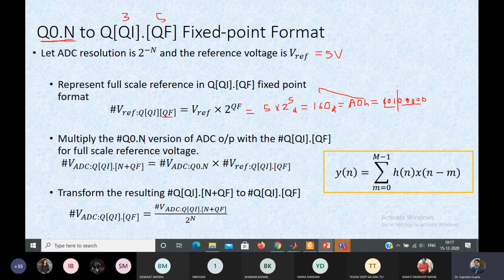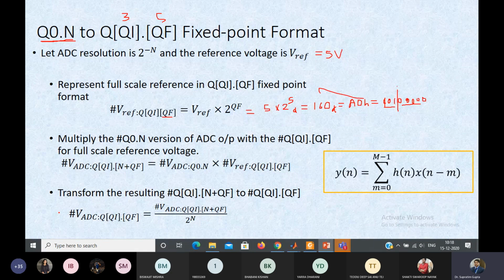Okay, then what we do is multiply the Q0.n version of the ADC output. So from the ADC we are getting some value, and we multiply with this, so the multiplied output will be Qi.n plus QF. Sorry, this is actually from Q0.n to Q3.5 that we want to convert, and then if we divide it by 2 to the power n, I will get the output.